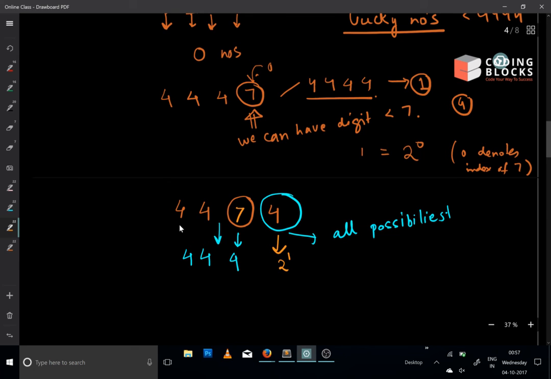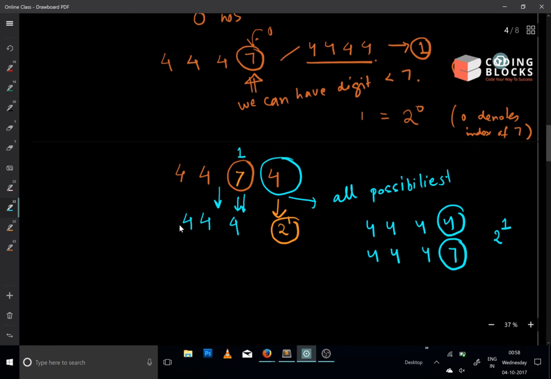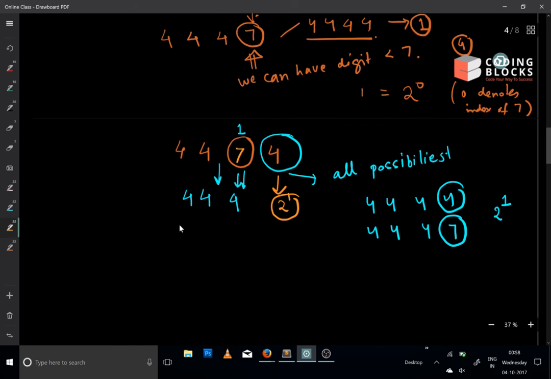Due to this change, I will get 2 extra numbers, and these numbers will be nothing but 4 4 4 4 and 4 4 4 7, right? So these are the 2 numbers which have been possible by converting this 7 into 4. So the index of this 7 is 1. So its contribution to my answer is nothing but 2 raised to the power 1, because for the remaining part we got more choices.